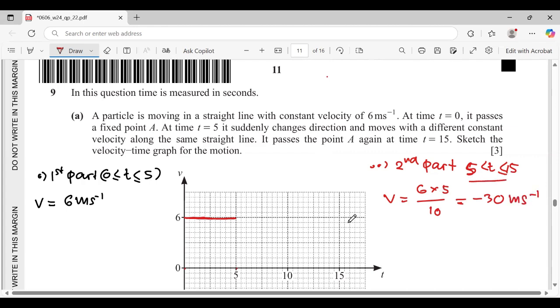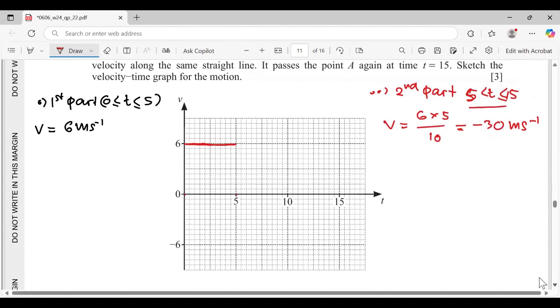Okay, as long as this time, so for the second graph, I'm going to use a different color. This is minus 30 divided by 10, I mean. So the velocity becomes minus 3 meters per second. So this one from 5 to 15.